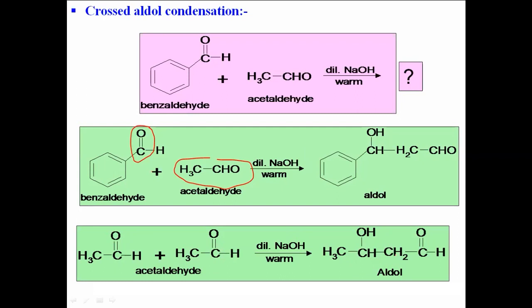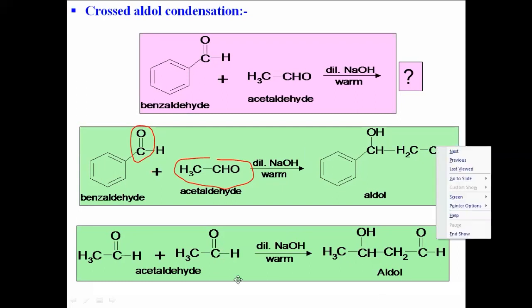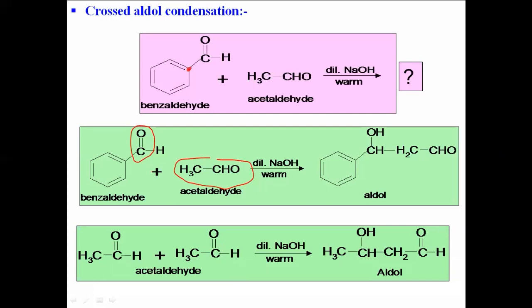What will be the third possibility now? Two molecules of benzaldehyde. But now here remember one thing: benzaldehyde does not undergo self aldol condensation with its own molecule because benzaldehyde does not have an alpha hydrogen atom. And therefore, two molecules of benzaldehyde do not undergo aldol condensation. Now let us see the mechanism of this reaction.